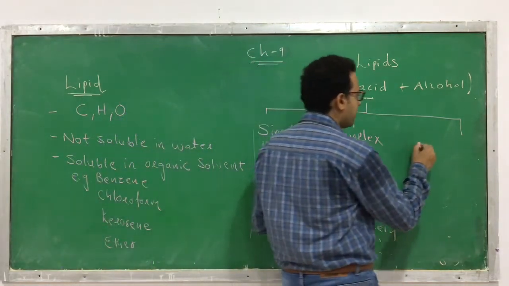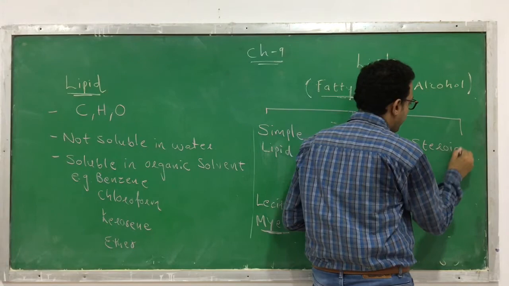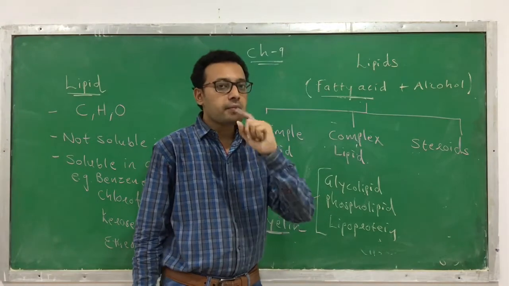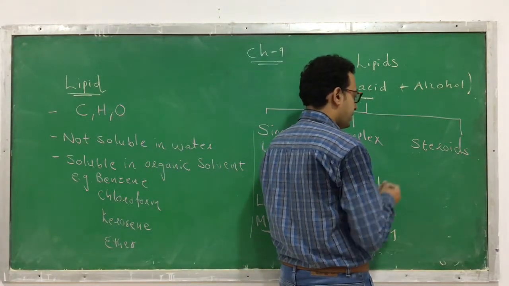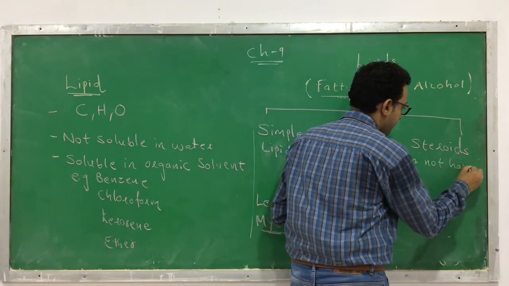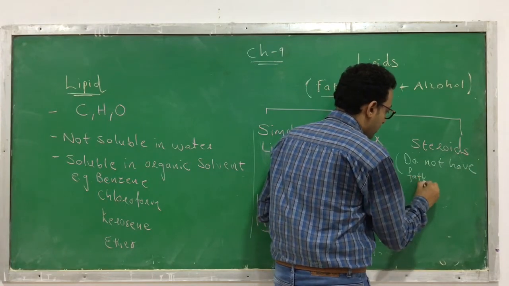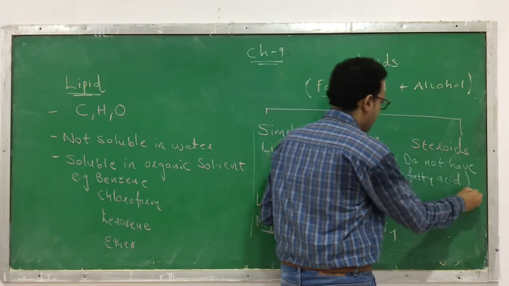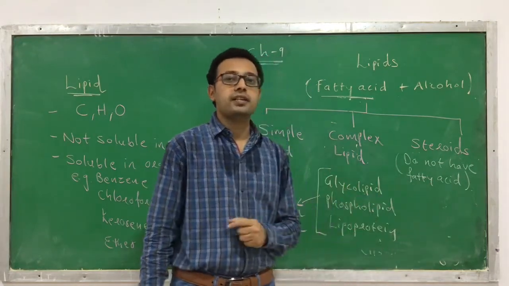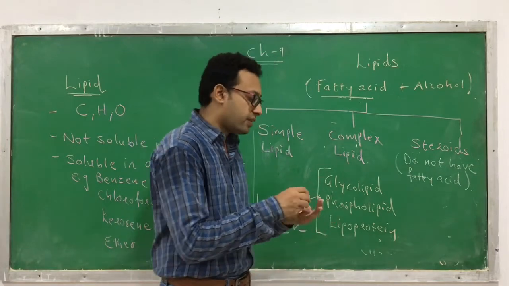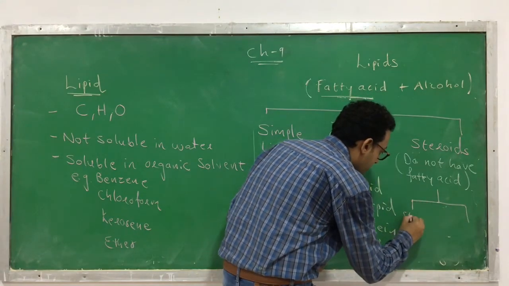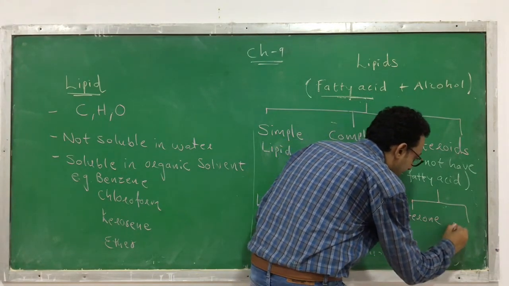The third type of lipid is steroids. Steroids are also lipids, but remember, they do not contain fatty acids. Simple lipid and complex lipid contain fatty acid, but the steroids do not contain a fatty acid. Based on the functional group, they are classified into two types: sterone and sterol.